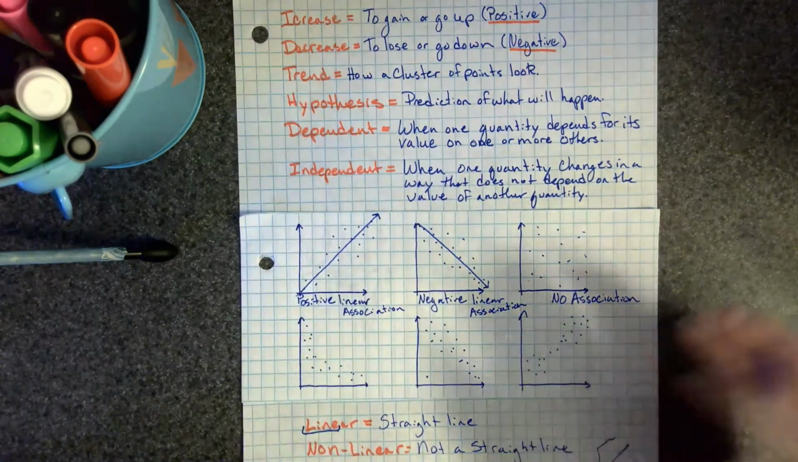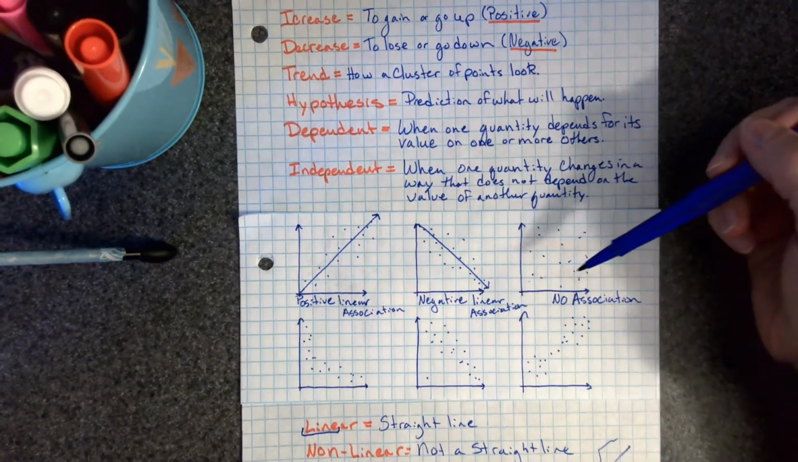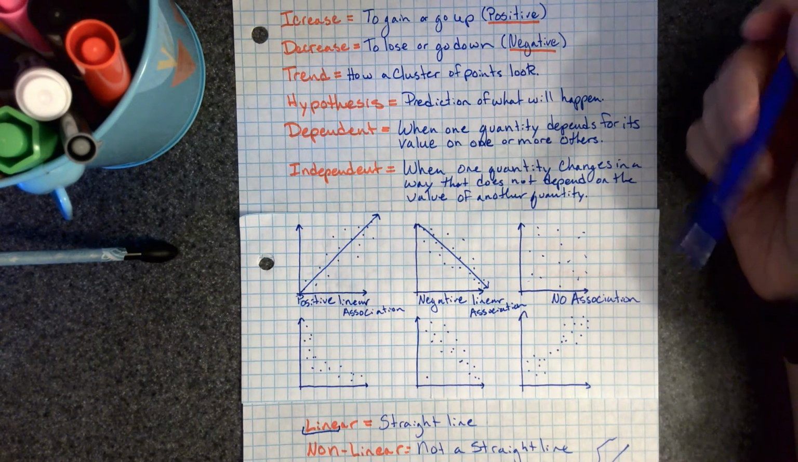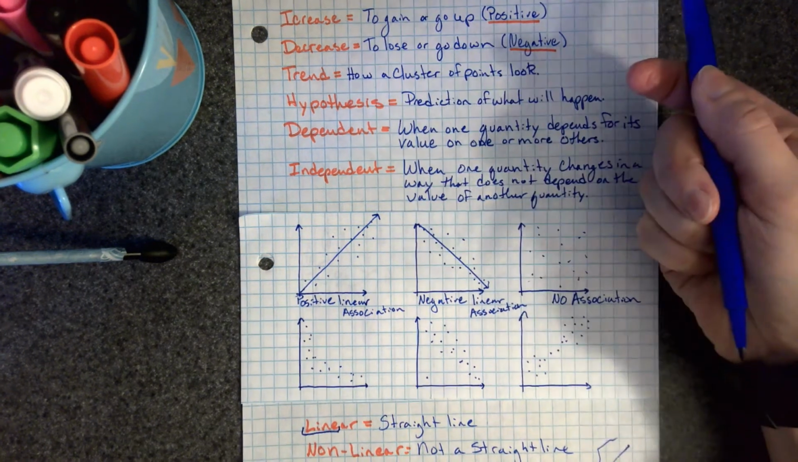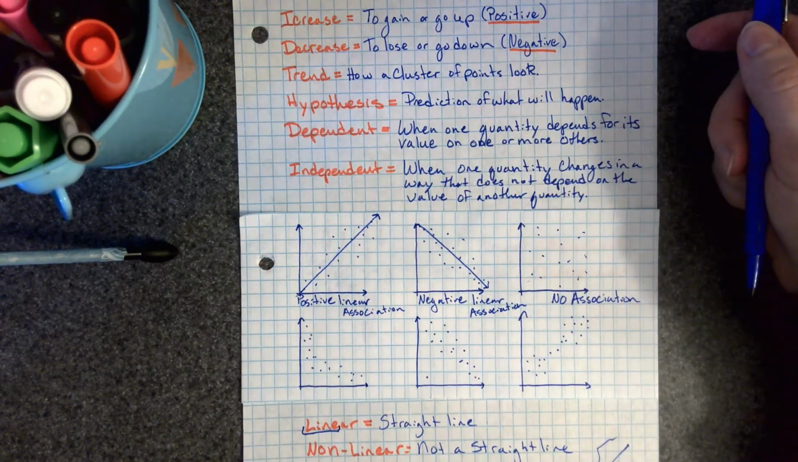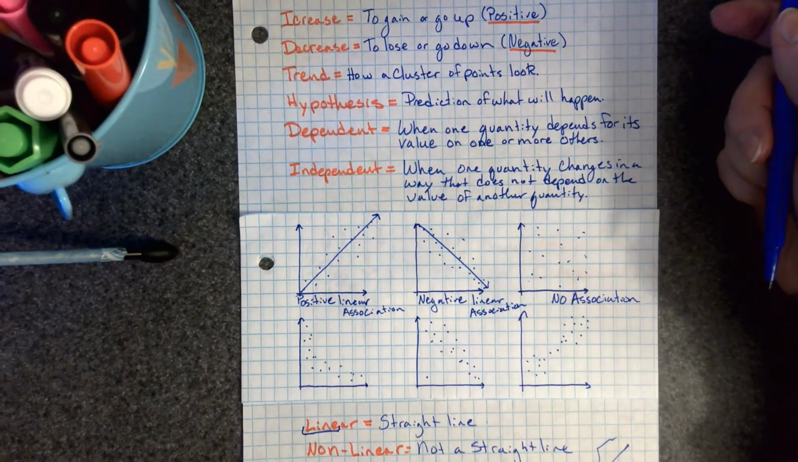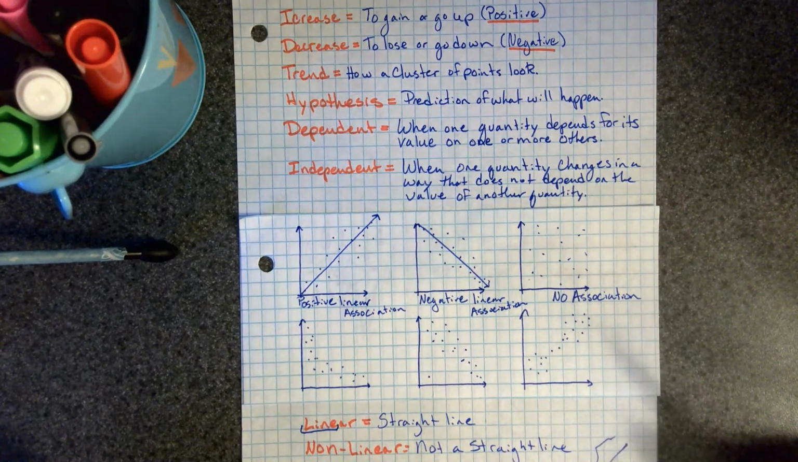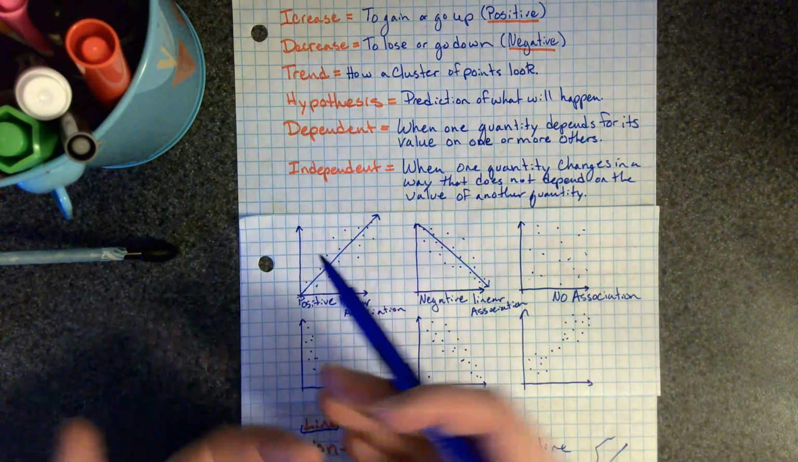So some data that may not make sense is probably why we created a graph with no association. For instance, if I polled a whole bunch of people and asked them, how many cars do you have? And how many shoes do you have? Do cars and shoes have anything to do with each other? No, they have nothing to do with each other, meaning they would most likely produce a graph that had absolutely no association because it doesn't matter how many cars you have and how many shoes you have. There's no connection.